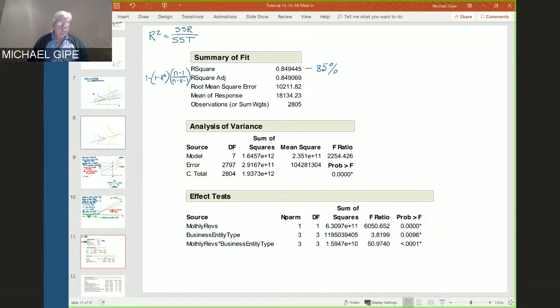The next thing we have here is root mean squared error, 10,212. And of course, that is RMSE. That's the key standard deviation of the residuals that we'll use in confidence intervals, prediction intervals, and so on. So, standard deviation of the residuals.